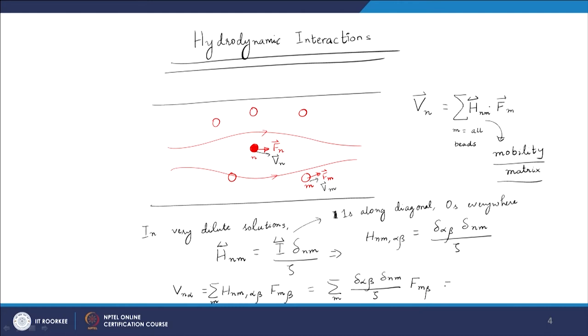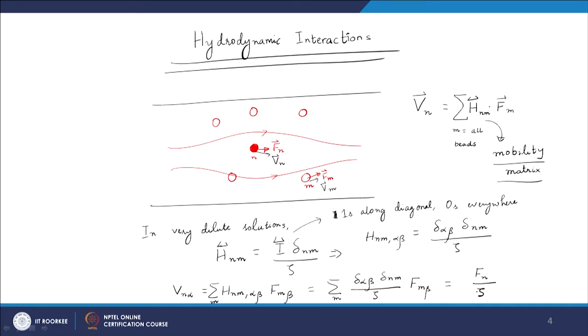which then gives rise to, it is only non-zero for n equal to m, that is one thing, and it is only non-zero for alpha equal to beta. So what we get is essentially simply Fn by zeta, which is similar to the expression that we have used to discuss the Brownian motion of a free particle. Here we have not explicitly put a random force term, but the idea remains that if I really go to a very dilute limit, then the velocity of a bead is only affected by the forces acting on the bead. The bead will not see other beads.